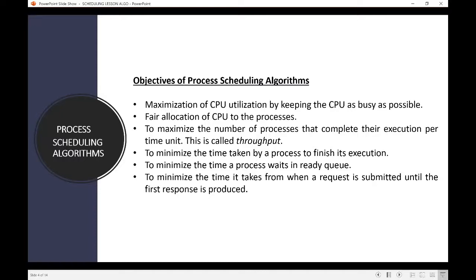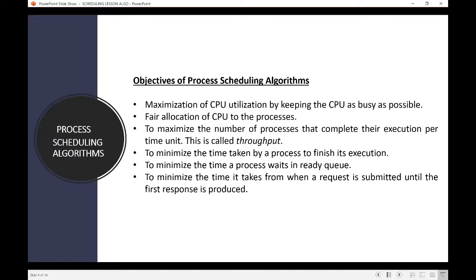It maximizes the number of processes that complete their execution per time unit. So for each process going to the CPU, the scheduler will know how long it will spend there. It will then calculate and know the next process will come at this time. All those are functionalities of the process scheduling algorithm.